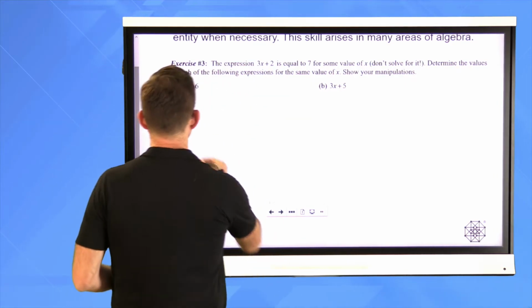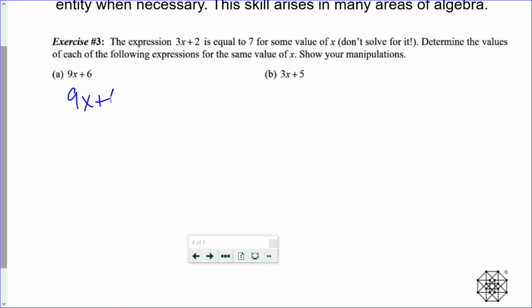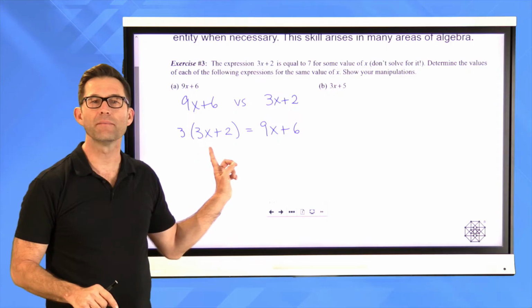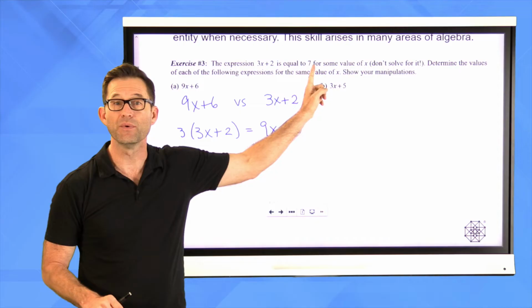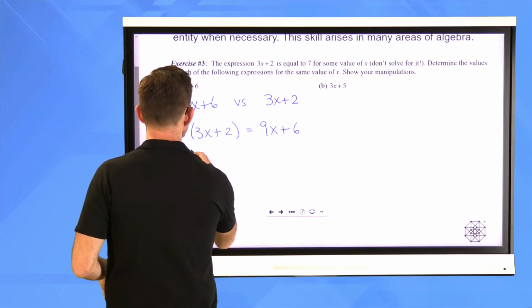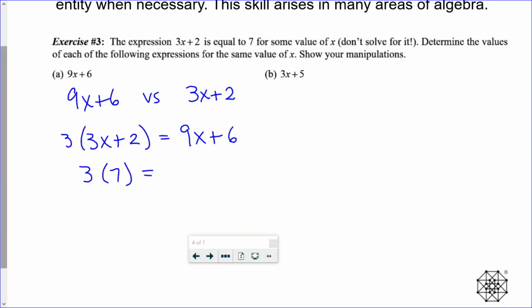Well, hopefully when you're thinking about 9x plus 6 versus 3x plus 2, it's pretty obvious that if I took 3x plus 2 and I multiplied it by 3, I'd get 9x plus 6. Just thinking about the distributive property, right? 3 times 3 is 9, 3 times 2 is 6. So if 3x plus 2 is equal to 7, then 9x plus 6 would have to be equal to 21.